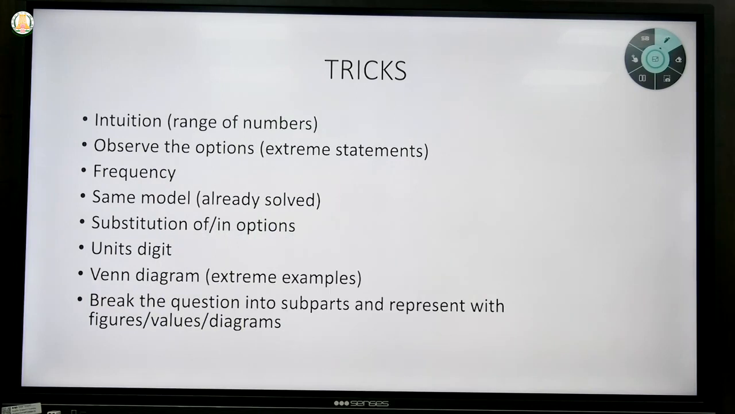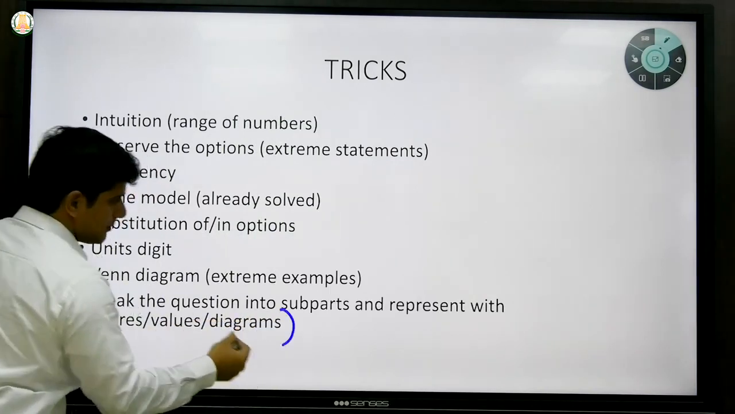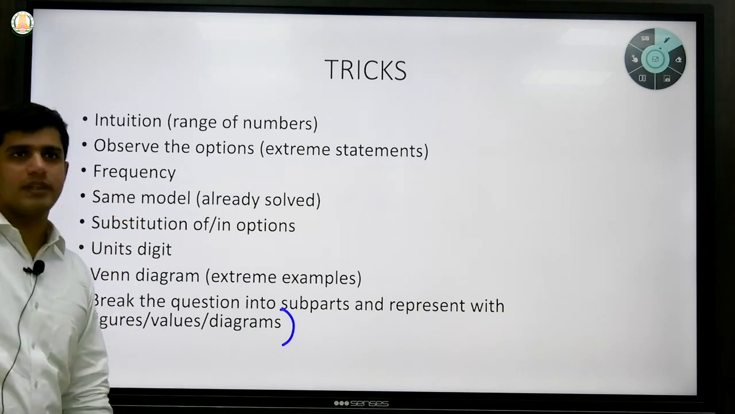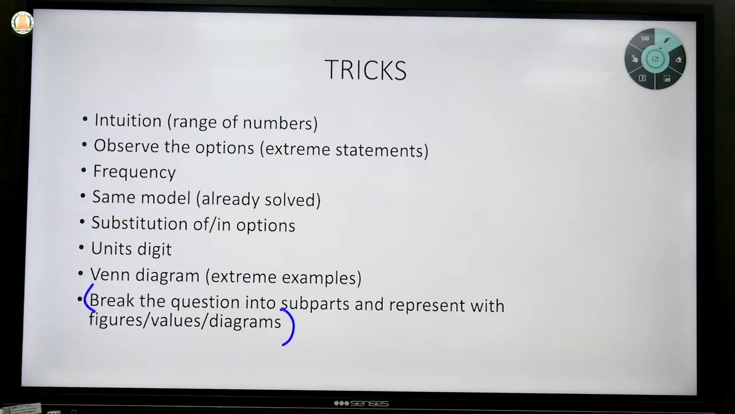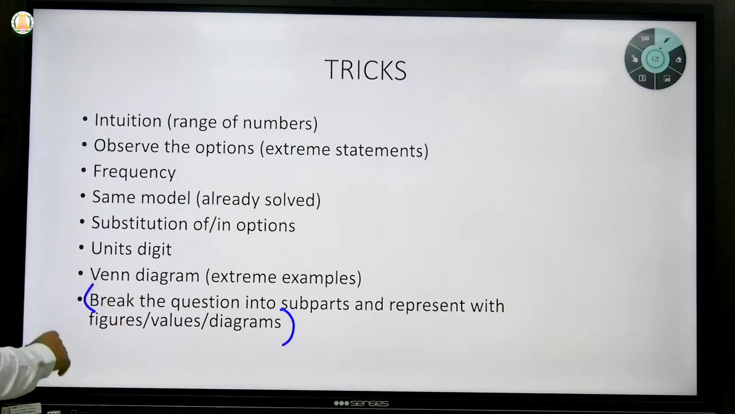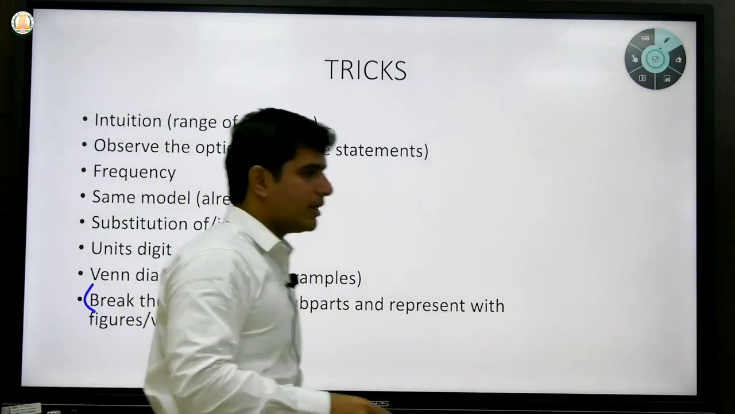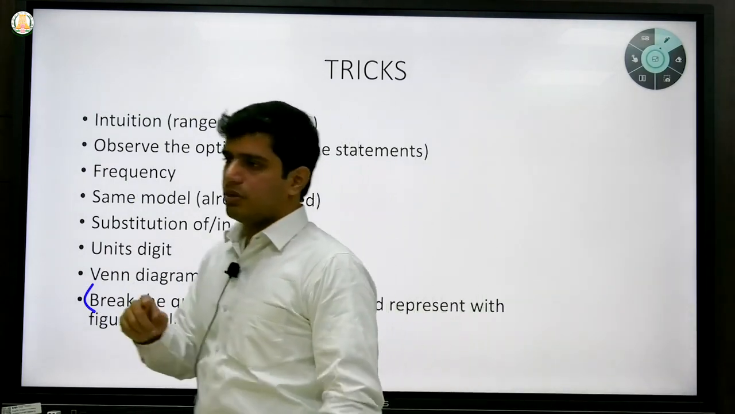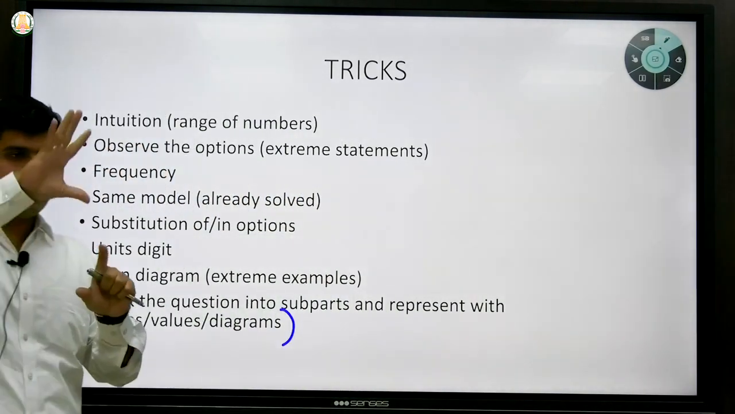This you should not do. And one final, simple suggestion is to break the question into subparts. There will be some 4-5 statements within each question. Break them, and represent each part in figures or diagrams, like we have seen with birth and present, where we just solved a question. Each statement we have represented in a matrix.